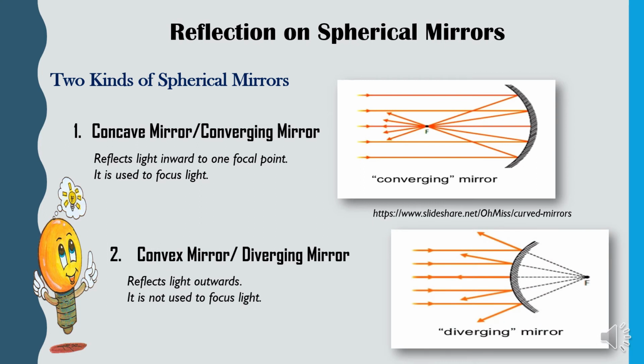Another type of spherical mirror is the convex, also known as the diverging mirror. It reflects light outwards, thus it is not used to focus light. It is called diverging mirror because the reflected light rays seem to spread out or diverge.